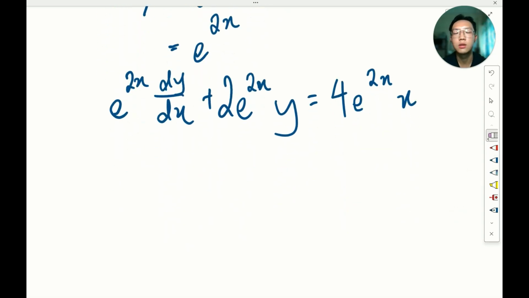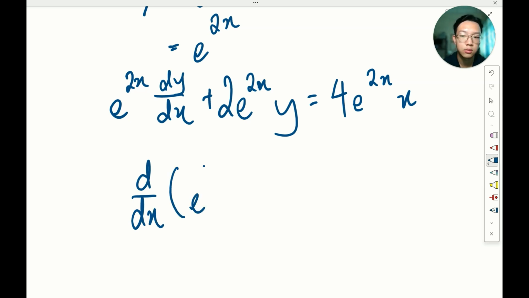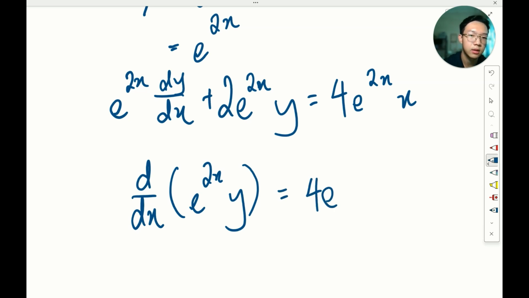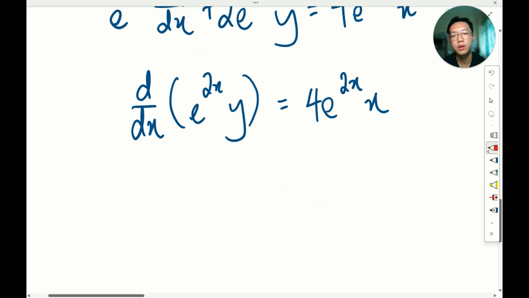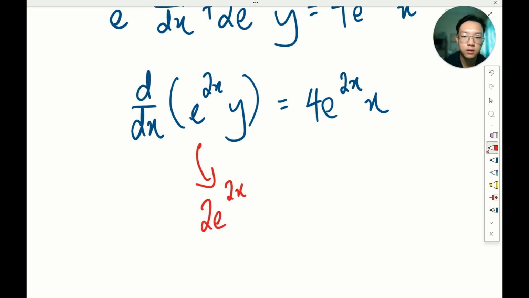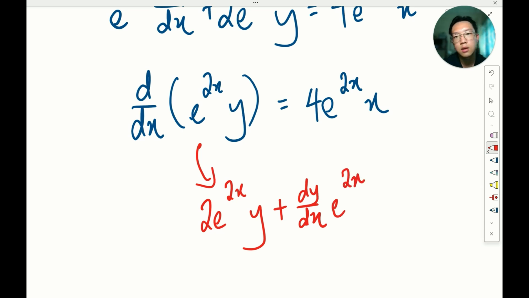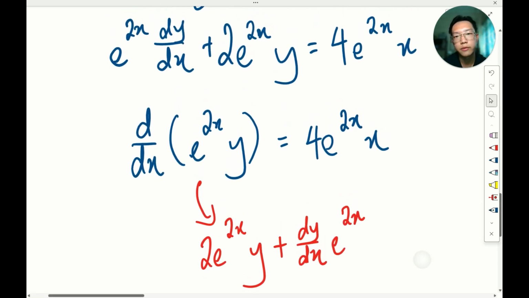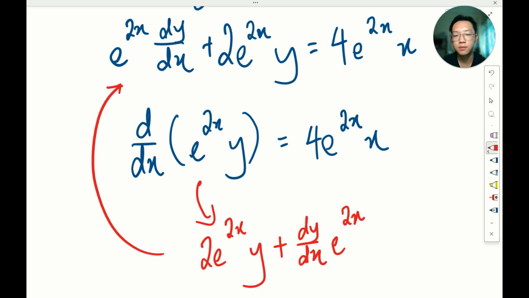And the next step, we'll put it into the form of d/dx of the integrating factor, e^(2x), multiplied to y. Right hand side stays the same. And you can quite much test it out. Let's try to differentiate this implicitly. We will get 2e^(2x) multiplied to y, differentiate the first, multiply the second, plus differentiate the second implicitly, which will give us dy/dx multiplied to e^(2x). Is that not what we got in the first place here? Looks like the same thing. And that's when you know the integrating factor has worked.